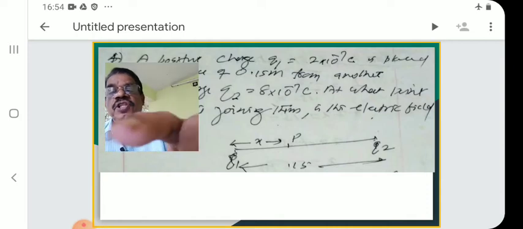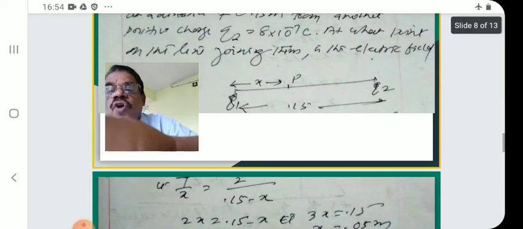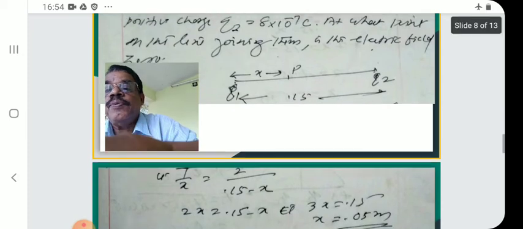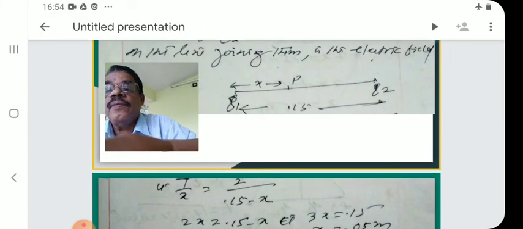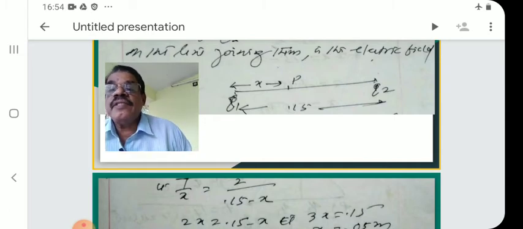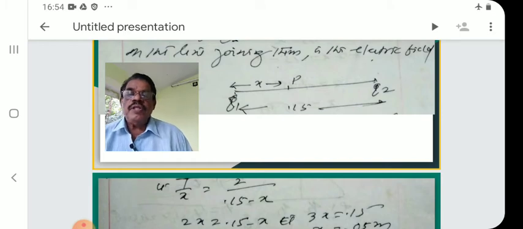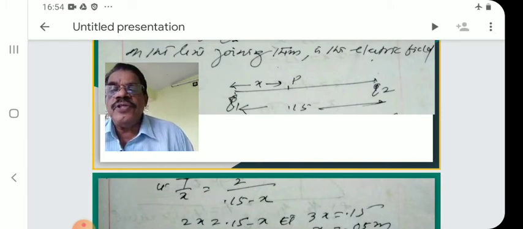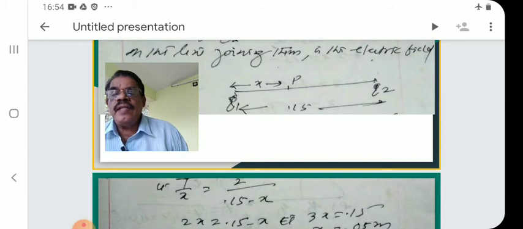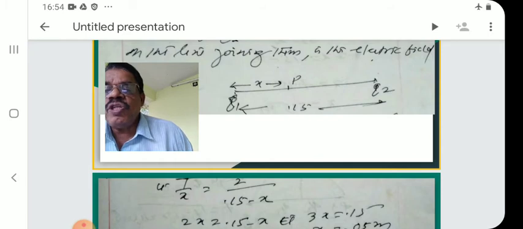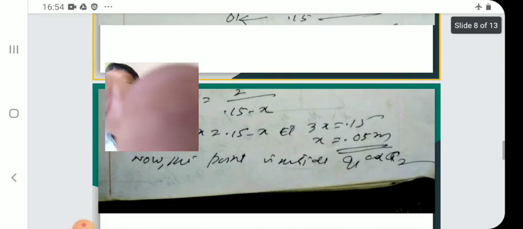When we equate these two and cancel the common term, we get an equation in the form 1 by x, or taking a root, 1 by x is 2 by 0.15 minus x. F1 we evaluate, F2 we evaluate. We equate them because at the point P, resultant field is 0. On cancelling the common factor and taking the square root of the equation, we get 1 by x is 2 by 0.15 minus x.